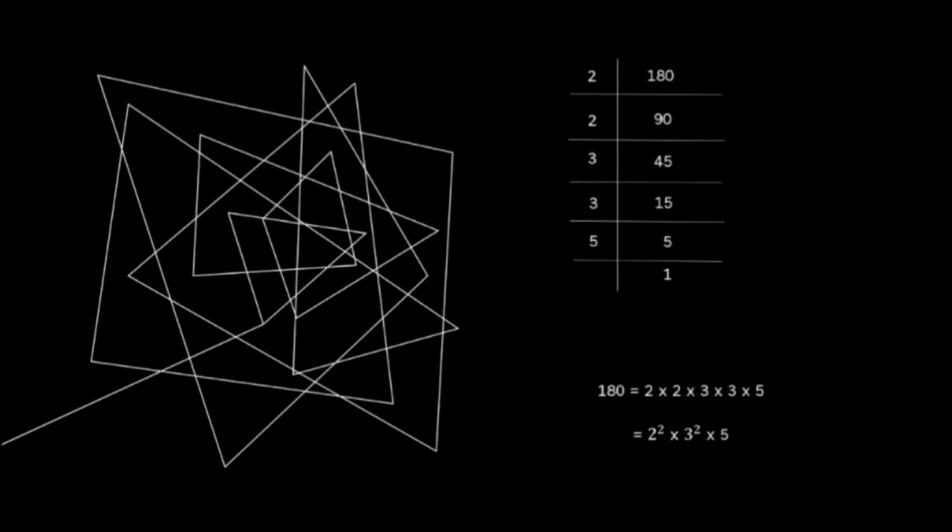For 180 we have done the prime factorization. 180 divided by 2 is 90. 90 divided by 2 is 45. 45 divided by 3 is 15. 15 divided by 3 is 5. 5 divided by 5 is 1.